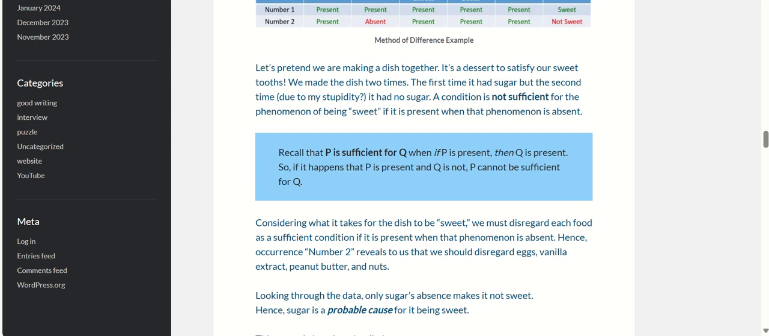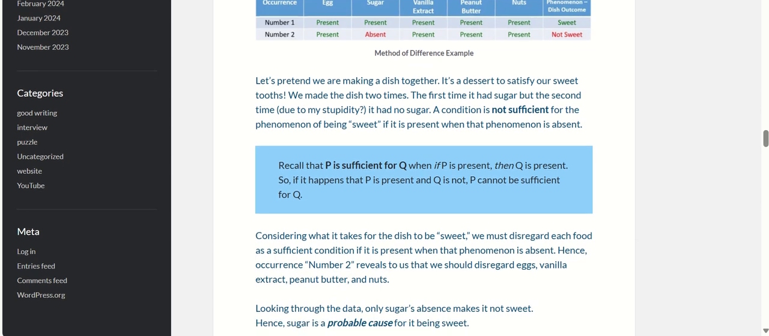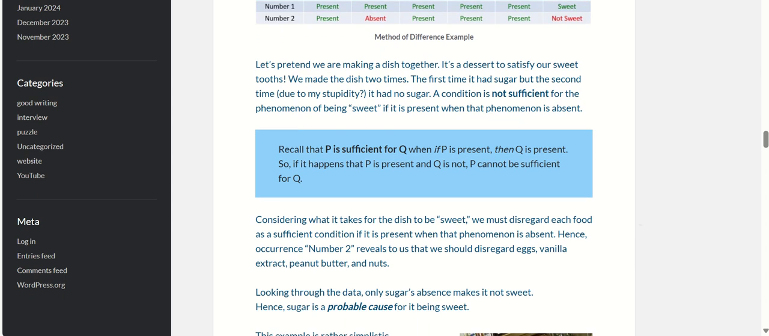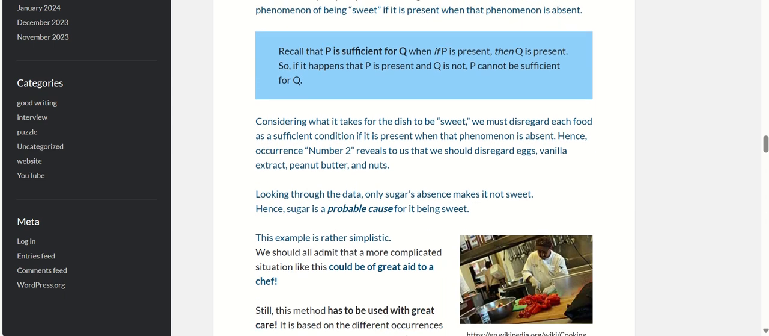Considering what it takes for the dish to be sweet, we must disregard each food as a sufficient condition if it's present when the phenomenon is absent. Hence, occurrence number 2 reveals to us that we should disregard eggs, vanilla extract, peanut butter, and nuts. Looking through the data, only sugar is absent when it is not sweet. Hence, sugar is the probable cause for it being sweet.